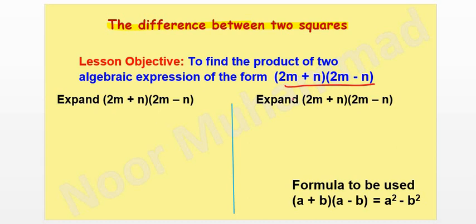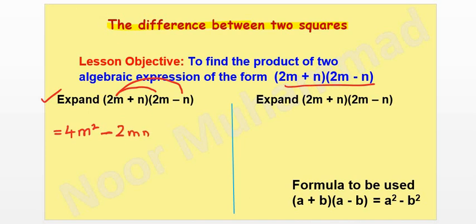Now this question can be solved in two different methods. The first method is the normal method of multiplication, or expanding, that you were using in the previous exercises. According to that method, we will multiply this 2m with this 2m. So 2m times 2m will become 4m squared. Then we will multiply this 2m with this negative n. Now this one is positive and this one is negative, so we will have negative 2mn.